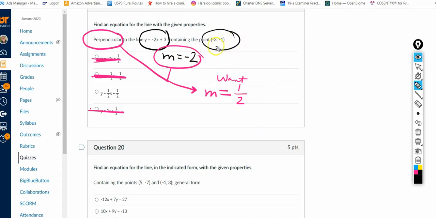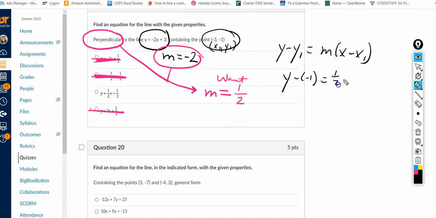Here's our point. So I'm going to call this x1, y1. And again, I'm going to use this form to get my equation, but I don't have to. Just from elimination, I get that one. So I'm going to have y minus -1 is equal to the slope, which is 1/2, times x minus x1, which is -3. Again, I don't have to do this. I've already got the answer, but I'm just going to, and that's going to be +3.